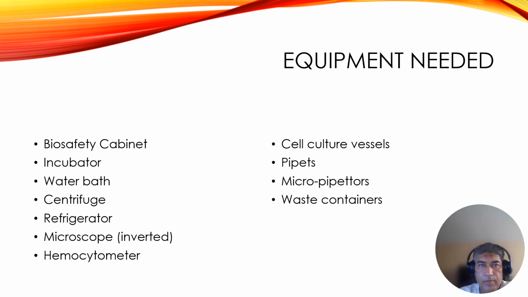To grow cells in the laboratory, we need a couple of pieces of equipment. First of all, we need a biosafety cabinet, a specialized hood that keeps the inner air clean and prevents outer air from entering the hood. We need an incubator, water bath, centrifuge, refrigerator, an inverted microscope especially, a hemocytometer for counting cells, cell culture vessels, pipettes, micropipettes, and waste containers.